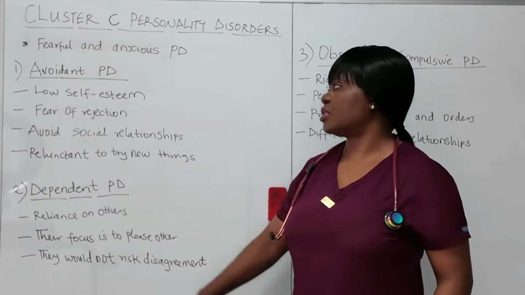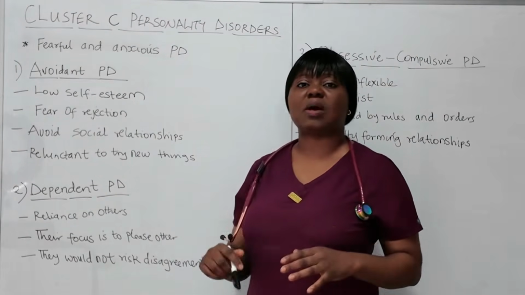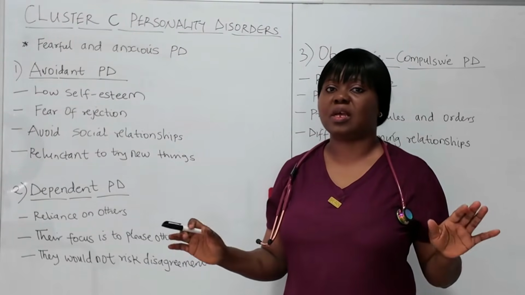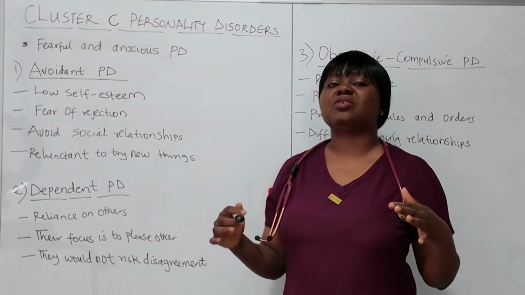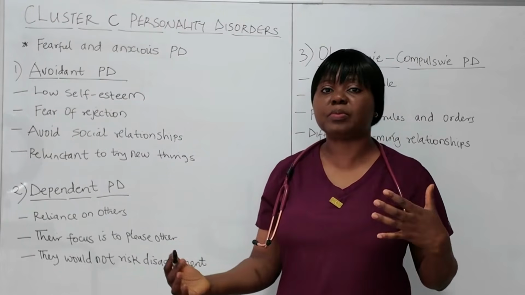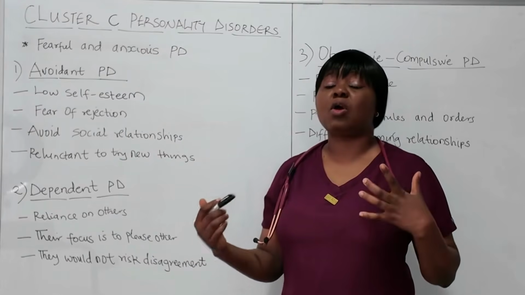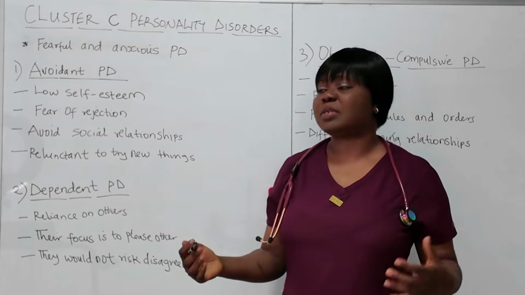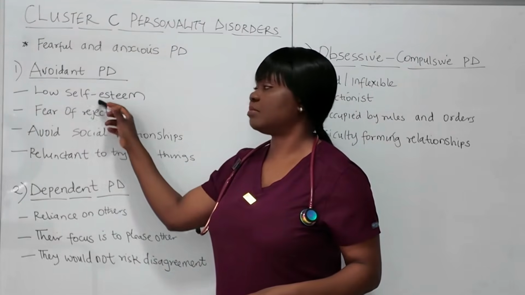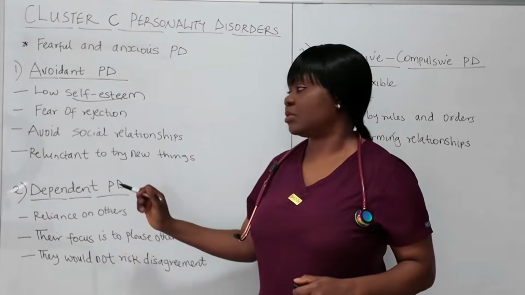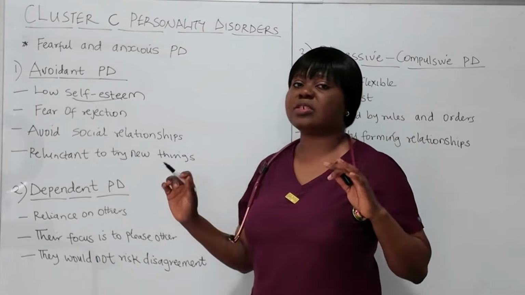The first one is avoidant personality disorder. As the name goes, avoidant, they try to avoid social relationships. They are avoiding social relationships, not that they don't really want to interact with people or socialize, but they are afraid of rejection. They have this fear of rejection, of not being accepted. That means they have low self-esteem. Low self-esteem, fear of rejection, and then they are reluctant to try new things.